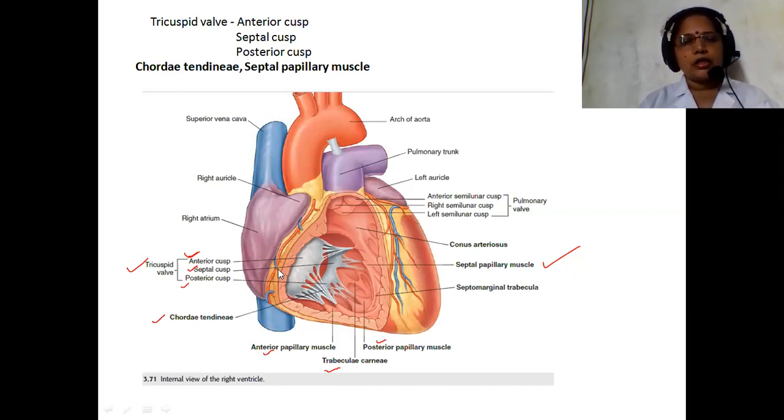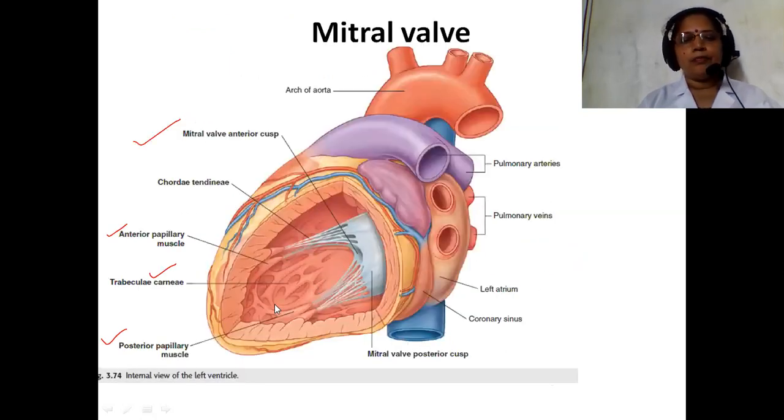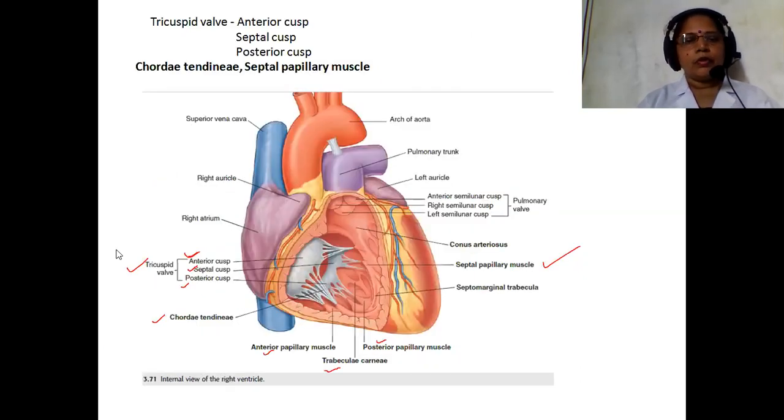Why is it called the tricuspid valve? Because it has three cusps. What are the three cusps? Anterior cusp, middle cusp, which is called the septal cusp, and the posterior cusp. This cusp is attached to the chordae tendineae, which are attached again to the papillary muscles. The structure we will discuss later.